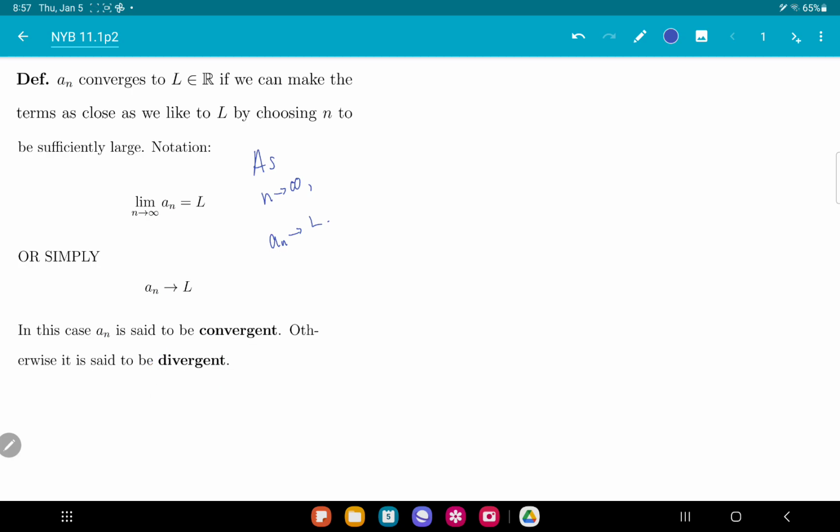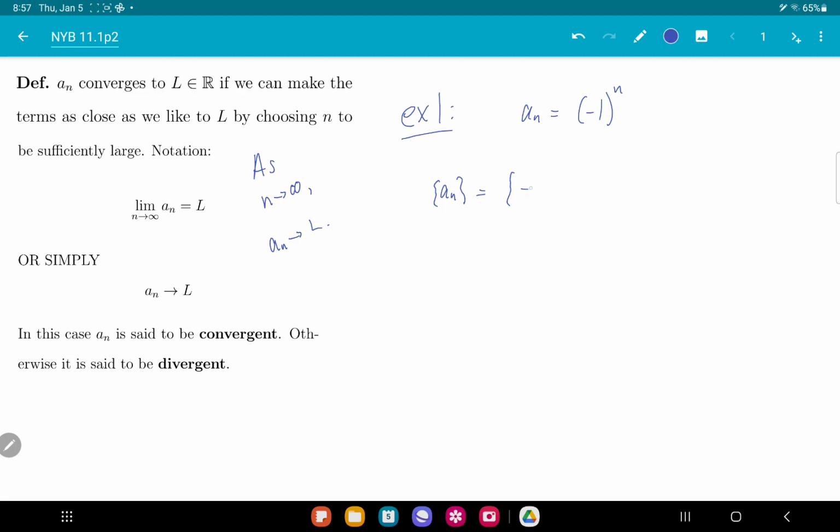Okay, let's do an example to illuminate as we go. So we'll take a_n to be this basic alternating sequence, (-1)^n. So what does this look like? If I write out a few terms, I start with n equals 1, that gives me -1, and then I get +1, then I get -1, then I get +1, then I get -1, and so on and so forth.